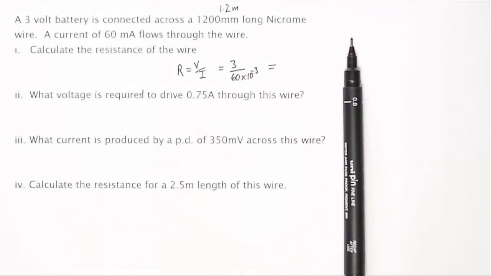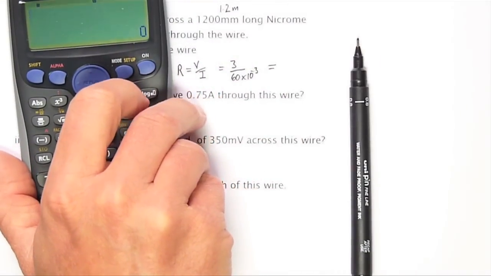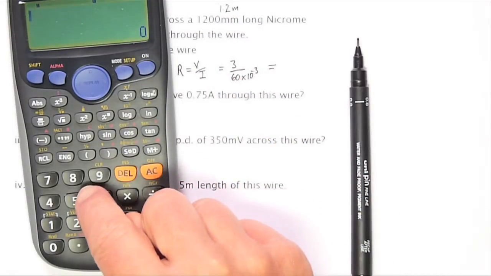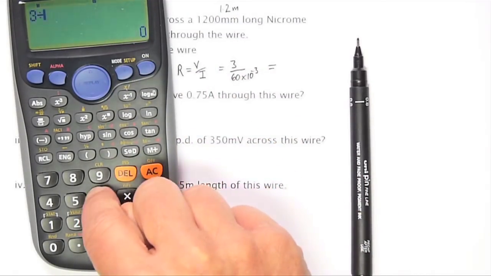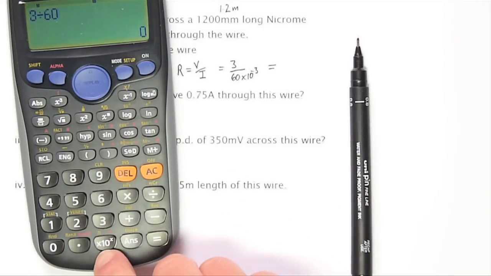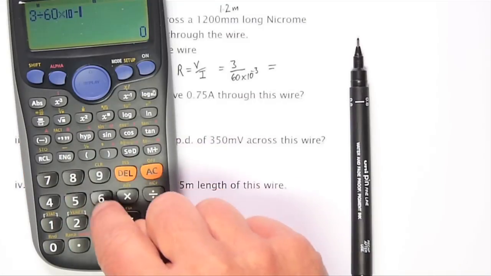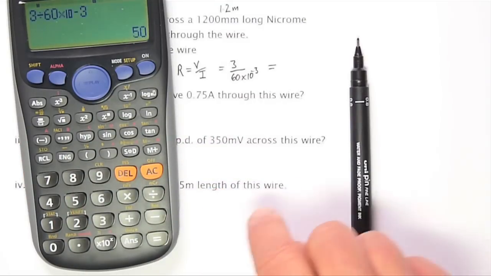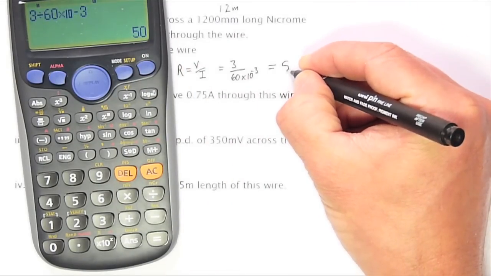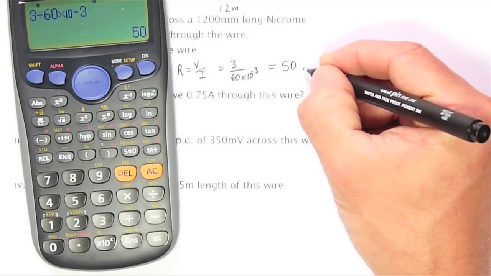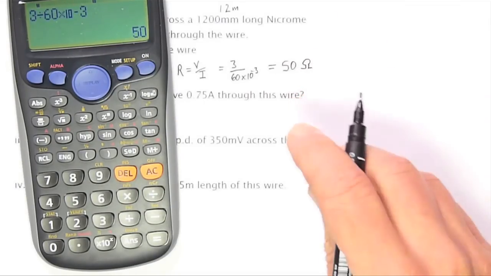The answer to that, I'll use the calculator. 3 divided by 60, then I'll use the times 10 to the power of x button, minus 3. And the answer comes out as 50. This is a resistance, so the units are ohms. Always remember to put units against your answers.